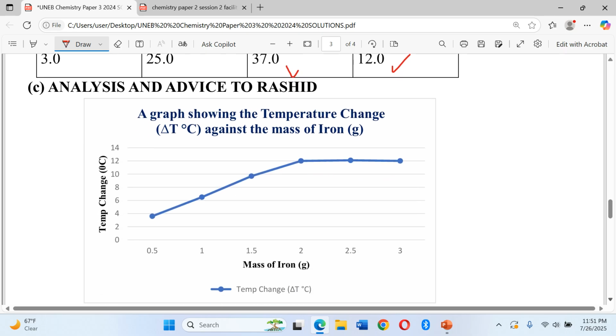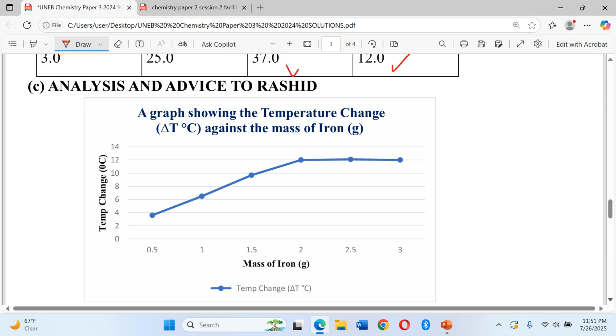Now, for the analysis, we can have a graph. My graph has been generated using Excel. I believe we can use Excel to do this. But as a learner in a paper, you're not going to use Excel. Me, I have used Excel, but I believe this Excel of mine can show the trend.